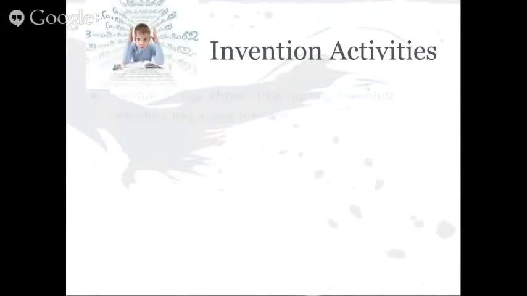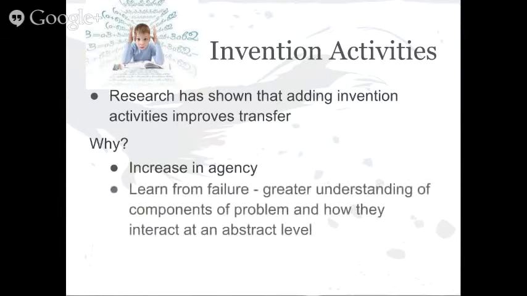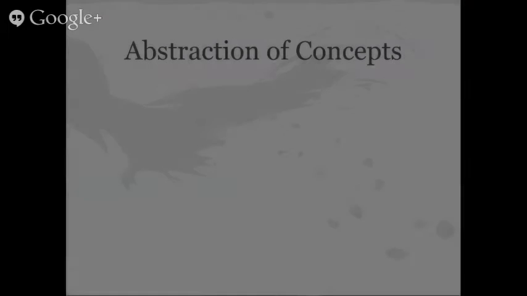These invention activities have shown improved transfer. And you might ask, well, why is that? What's happening? Greater increase in agency. Students are learning from the failures. By going through the process of invention, they're learning more about the components of the problem and how they interact. So they're getting a deeper understanding. And it's also been found to be quite a motivating type of activity.